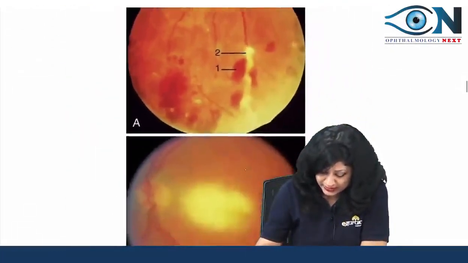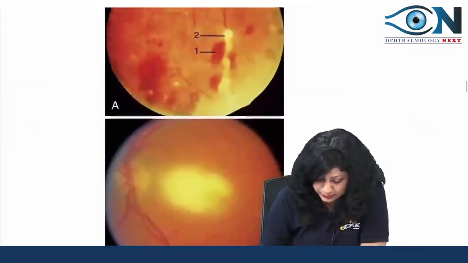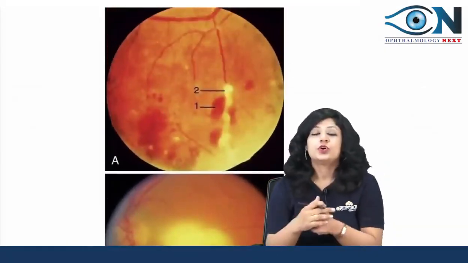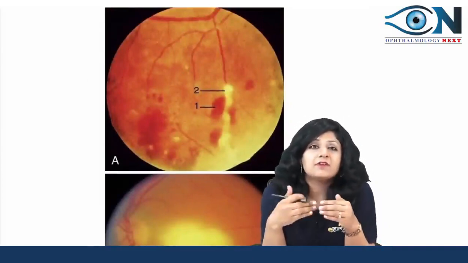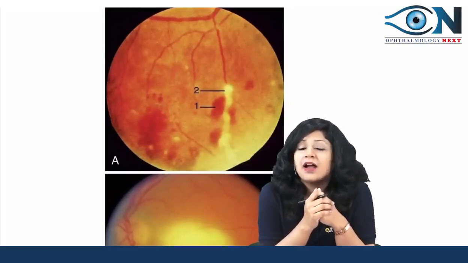So this is the thing, and these are the things which you get in the sarcoidal posterior uveitis. So this will be seen when we move towards the intermediate uveitis or the pars planitis.